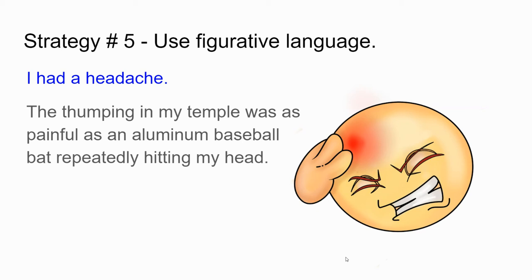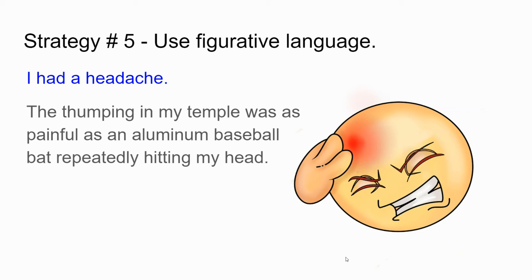So let's take a look. We have a very simple sentence here. I had a headache. Well, if you wanted to use figurative language to describe your headache, you could say, the thumping in my temple. Hey, thumping, that's an example of imagery using your five senses because you can feel when you have a headache and your head thumps. The thumping in my temple was as painful as an aluminum baseball bat repeatedly hitting my head. There we have an example of a simile. We're comparing the pain in the head to getting hit by an aluminum baseball bat by using the word as.